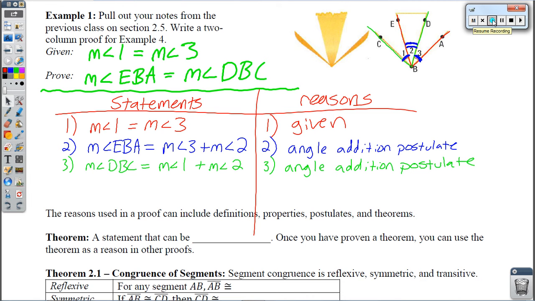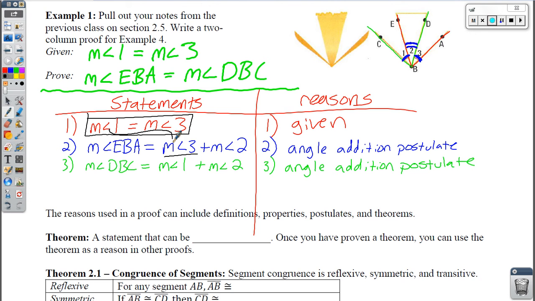Now at this point, we want to look at our given statement because we're going to use this. So we know that this statement right here is true: the measure of angle 1 is equal to the measure of angle 3. So what we could do is take this statement and substitute. If we know that the measure of angle 3 is really the same as the measure of angle 1, we could just take the measure of angle 1 and plug it in there. So that's what we're going to do for statement 4.